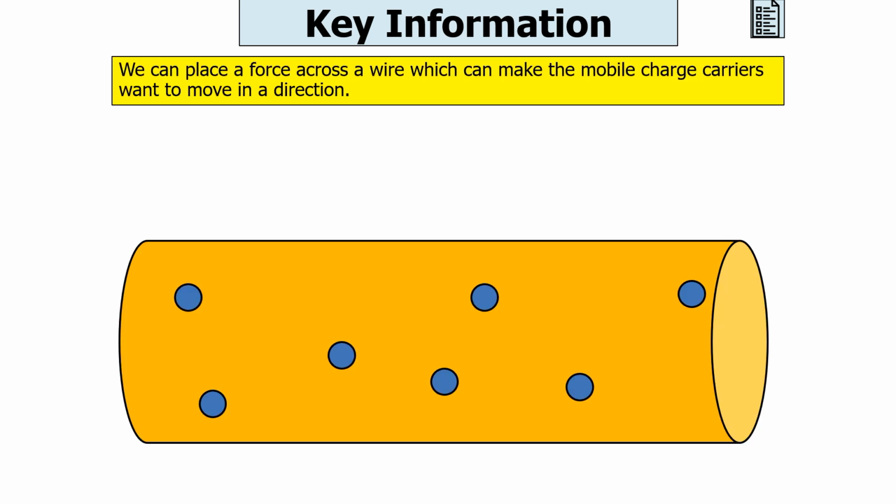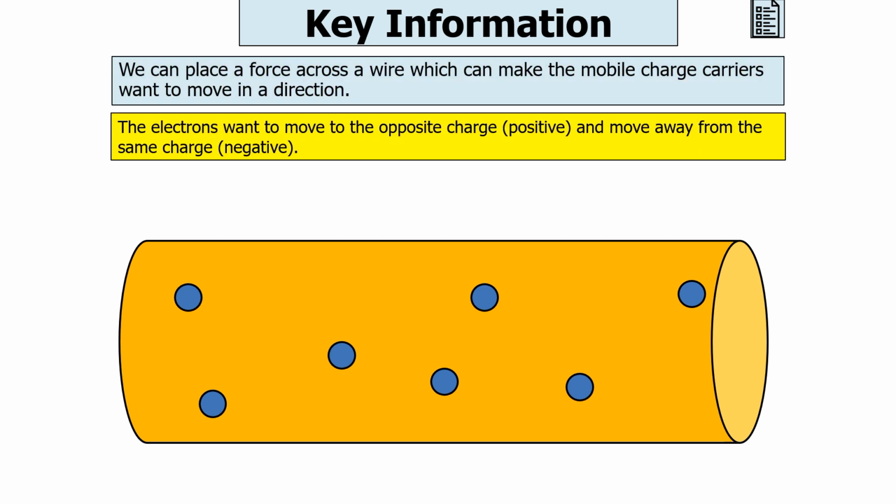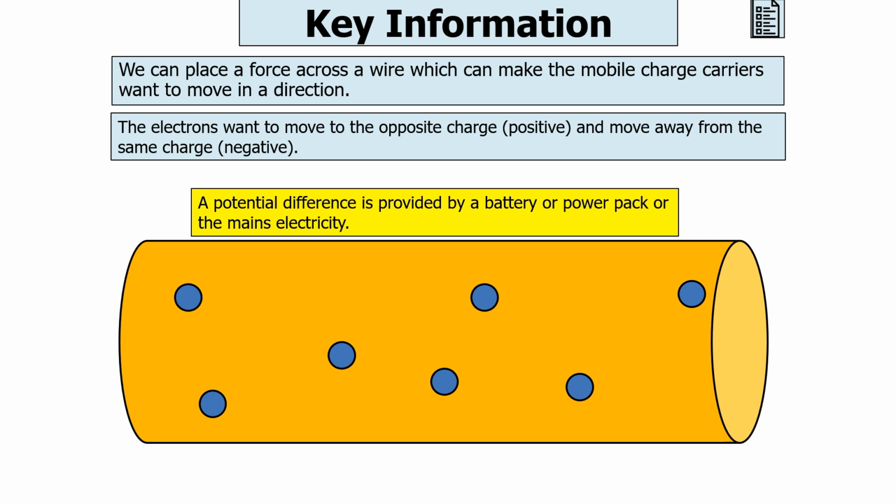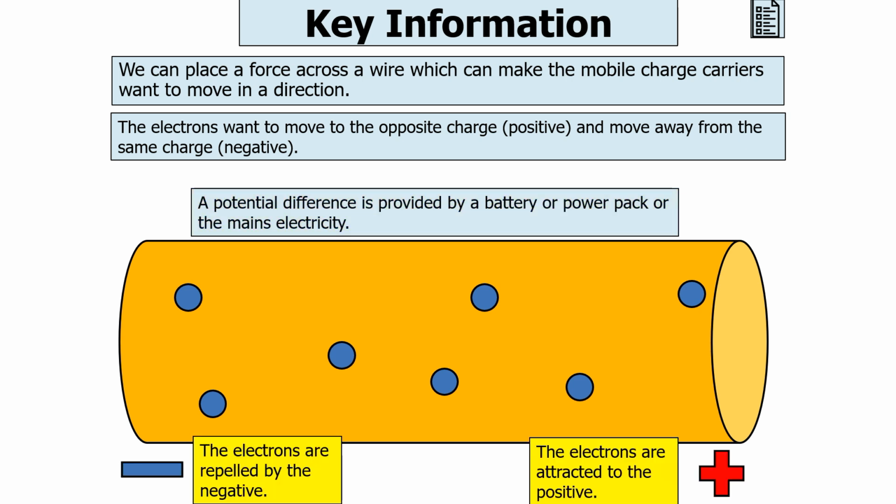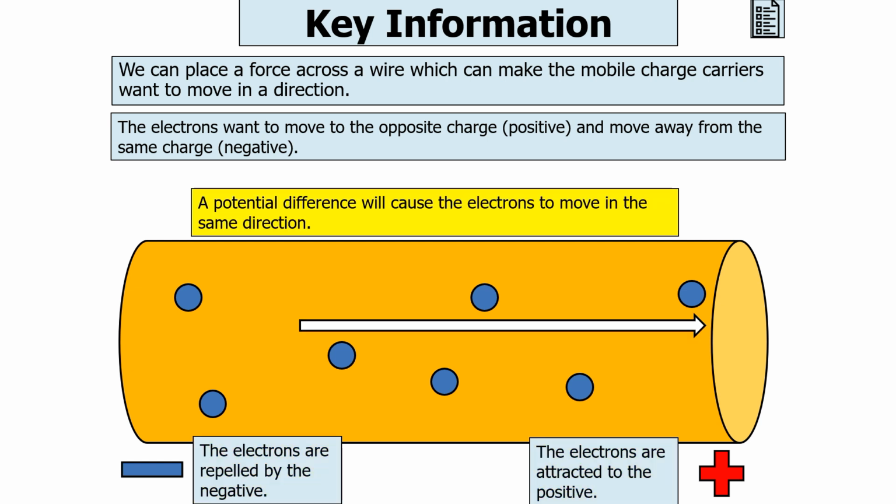We can place a force across a wire which can make the mobile charge carriers want to move in a direction. The electrons will want to move towards an opposite charge such as a positive and move away from the same charge, a negative. A potential difference is provided by a battery or a power pack or the mains electricity. So the electrons are repelled by the negative charge placed across the wire and attracted to the positive charge placed across the wire, and as you'll see, they'll all flow in one direction.